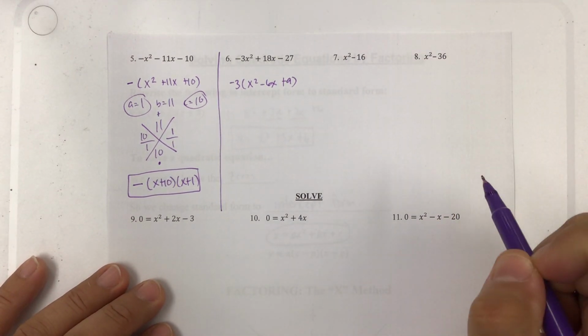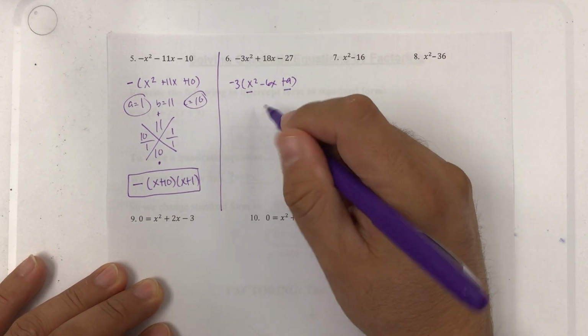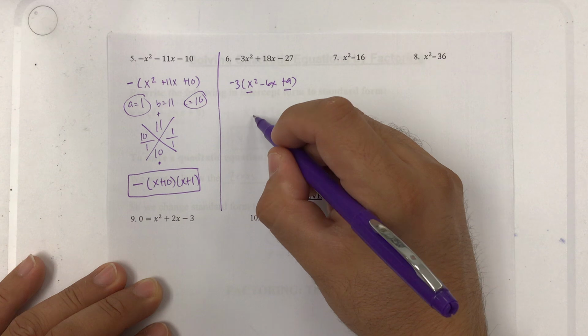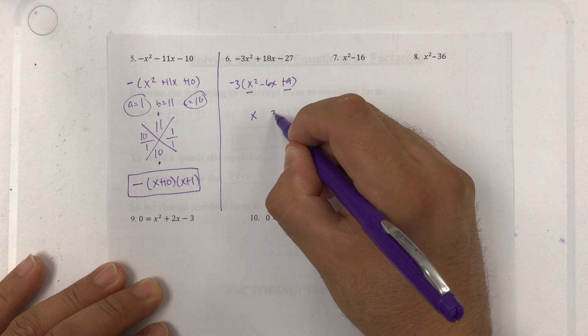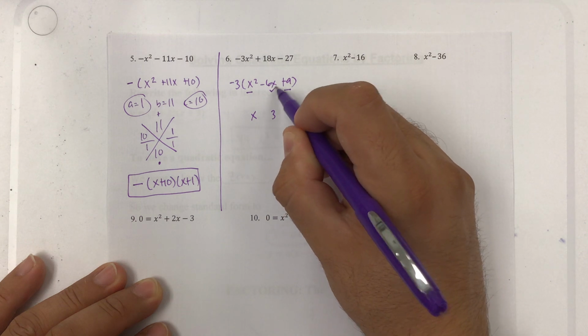Is it a special case? I'm looking at this. This is a perfect square, and so is this. So let's see if this works out. We have the square root of x squared is x. The square root of 9 is 3. x times 3 is 3x. Double it, you actually do get 6x.